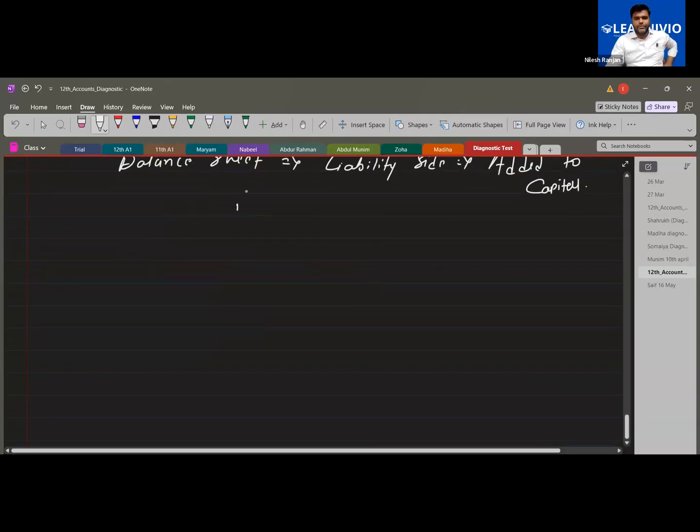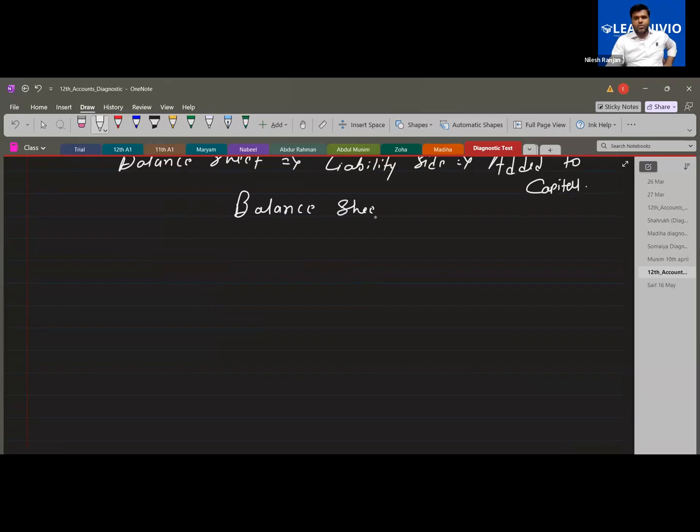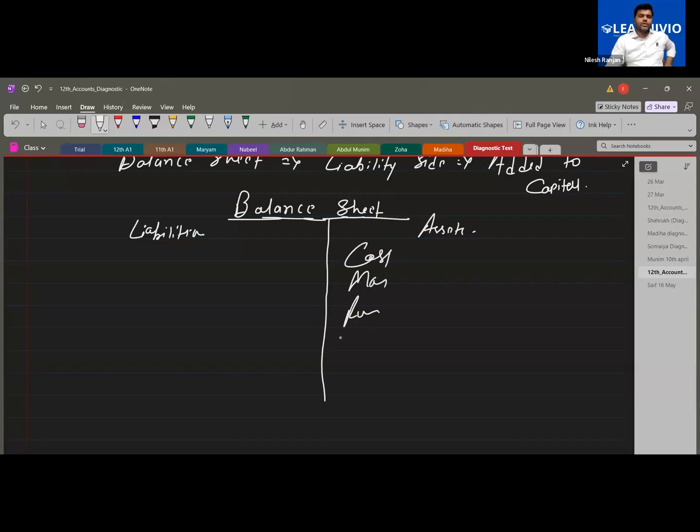Now we will talk about balance sheet. So in balance sheet, there is two sides. Balance sheet is not any account, it is a statement. So that's why there is no debit or credit in balance sheet. There is two sides. One is called equity and liabilities, and the other is called assets and properties. But we write only liabilities and assets. Like cash, machinery, furniture, land, building, all these items will be written on asset side.